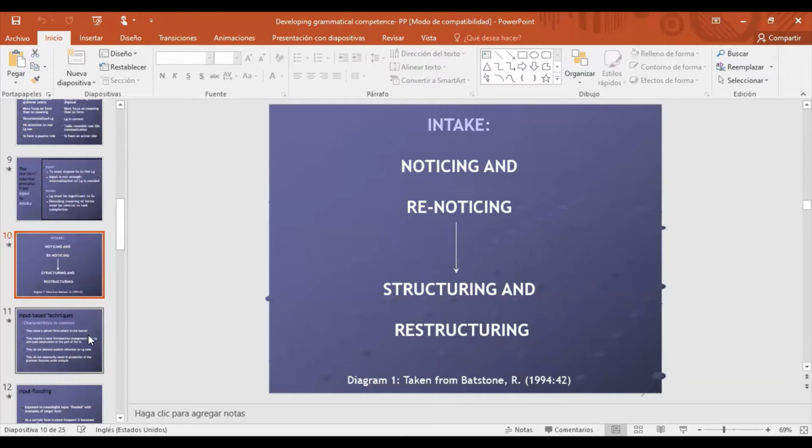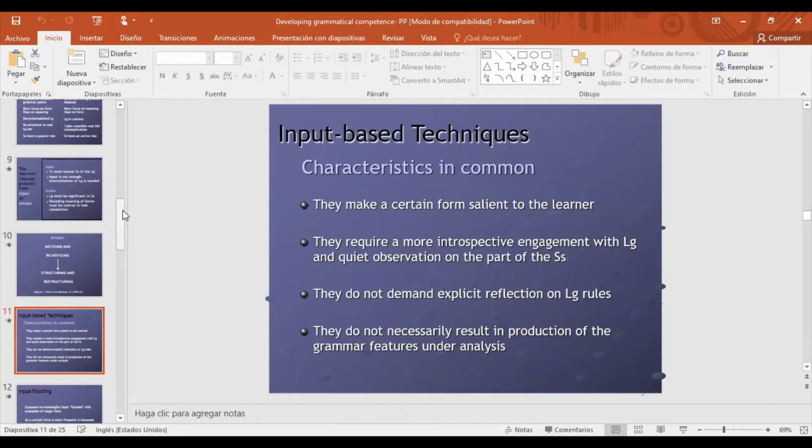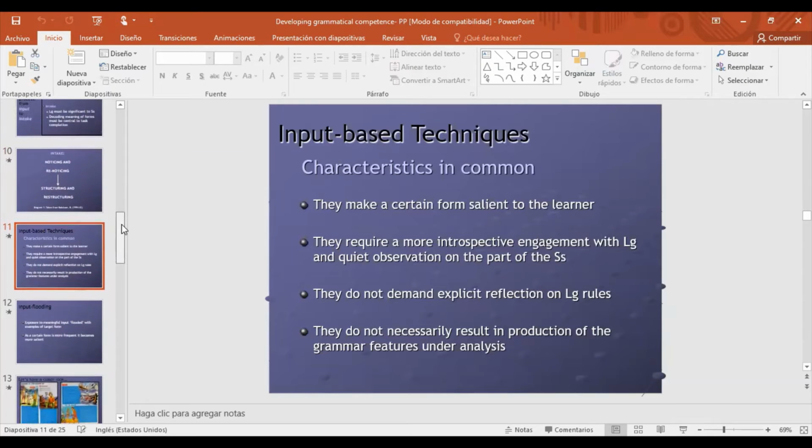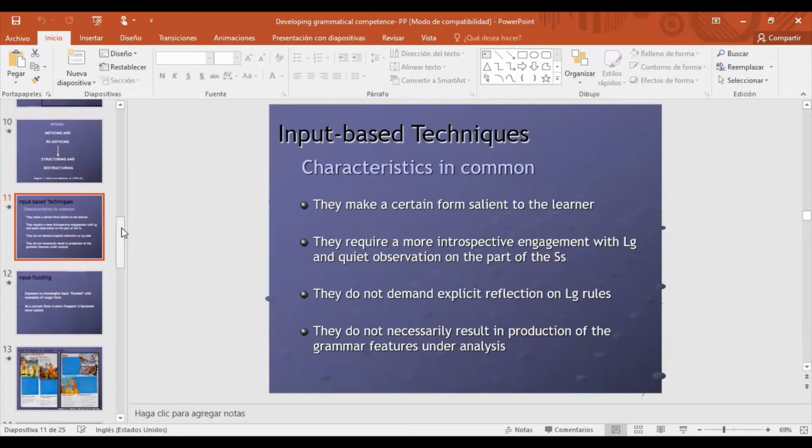So I think this was the last slide we shared last class, and this has to do with some input-based techniques which we need to take into account if we want our students to focus on the form of the language and not just isolated bits.